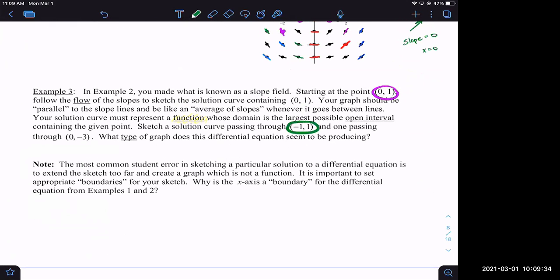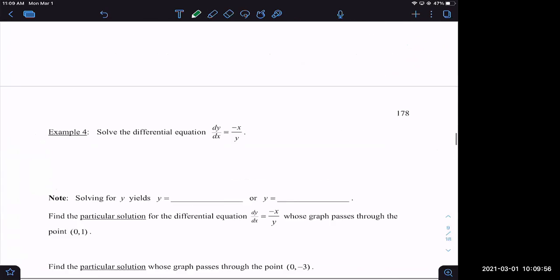Okay, and then this note is important. It says the most common student error in sketching a particular solution is to extend the graph too far or create something that's not a function. So again, a student might create the whole circle, so it's important that you have appropriate boundaries. In this case, the x-axis is the boundary. Anytime you have that undefined slope, you can't really cross it. So I'll continue to highlight that.